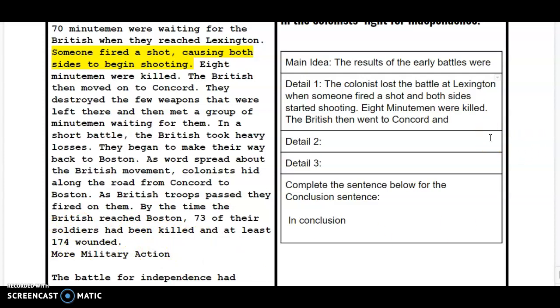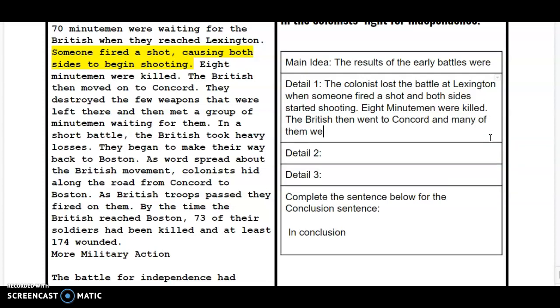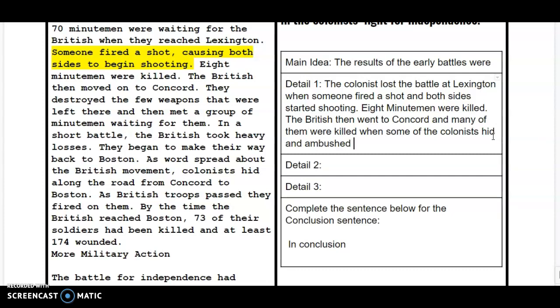All right, so we could just say, and the British then went to Concord, and many of them were killed when some of the colonists hid and ambushed them. So that is Lexington and Concord.